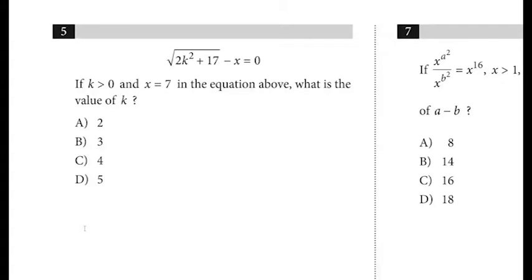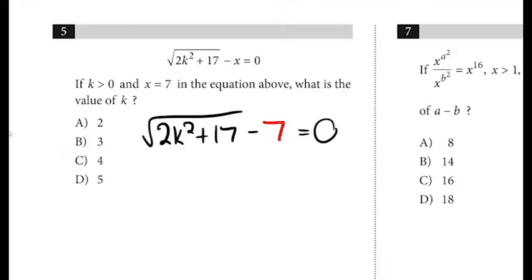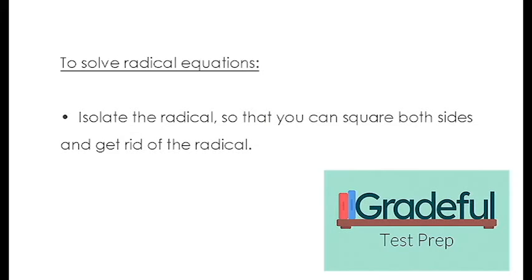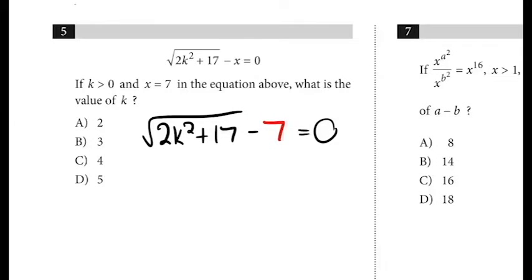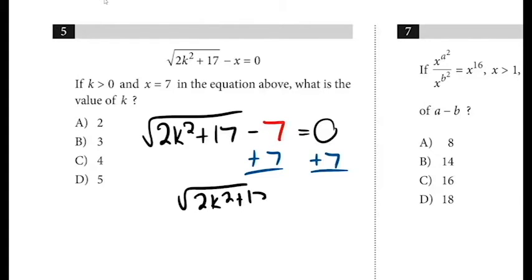But the nice easy way to start this question is to deal with the fact that we're being told x equals 7, so let's just go ahead and plug in x equals 7. So there we have the exact equation we were given, just replacing x with 7. Now the main way to solve radical equations is by isolating the radical, and that allows you to square both sides. So the way to isolate the radical is to add 7 to both sides, and that'll give us the radical on the left, and it'll give us 7 on the right.